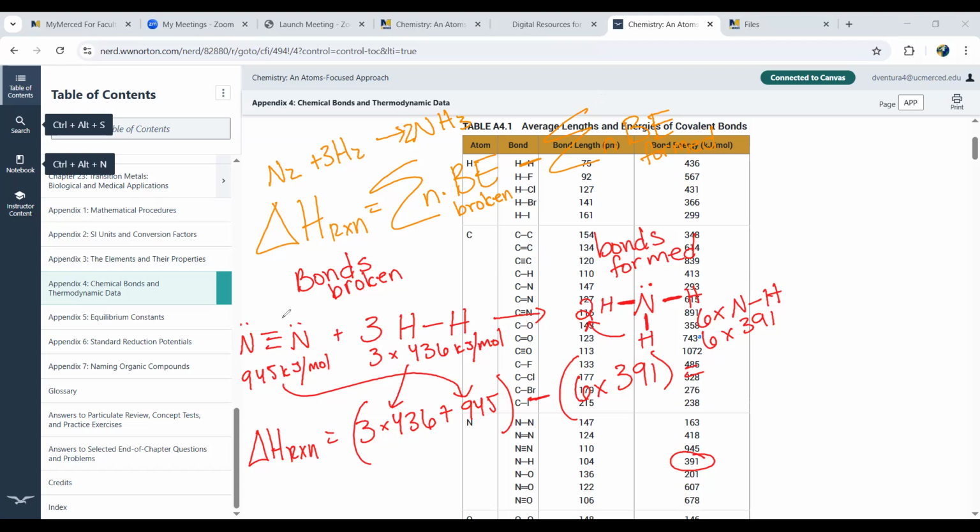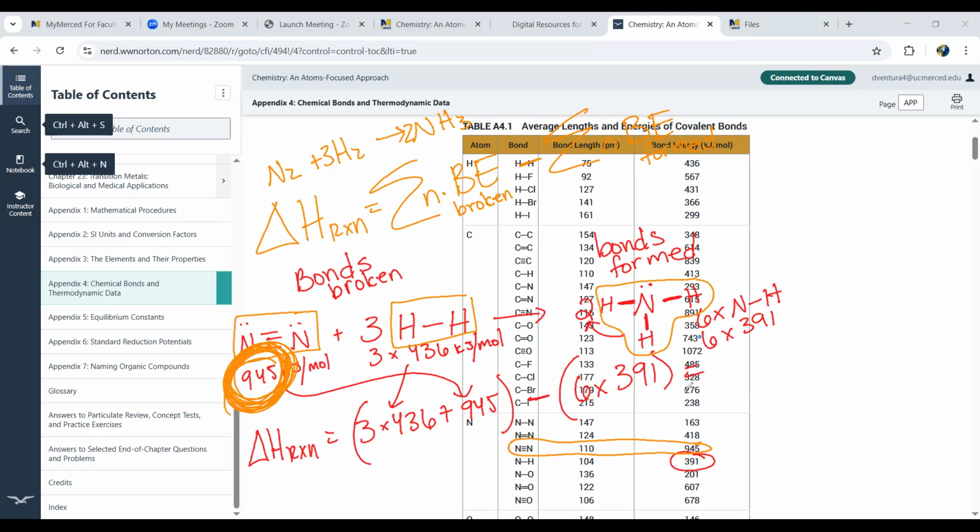So I drew the Lewis structure for N2, here it is. And then I drew the Lewis structure for H2, here it is. And then I drew the Lewis structure for NH3 so that I can see what bonds are forming and what bonds are breaking. And then I went to the textbook and I went to the appendix and I am now looking for these values. So the N triple bond is here at 945, and that's how I got that number of 945.